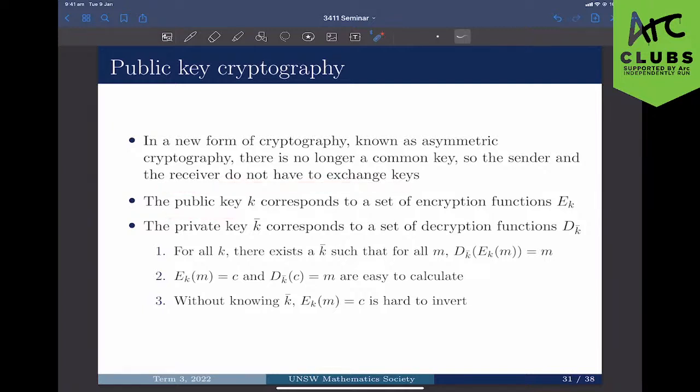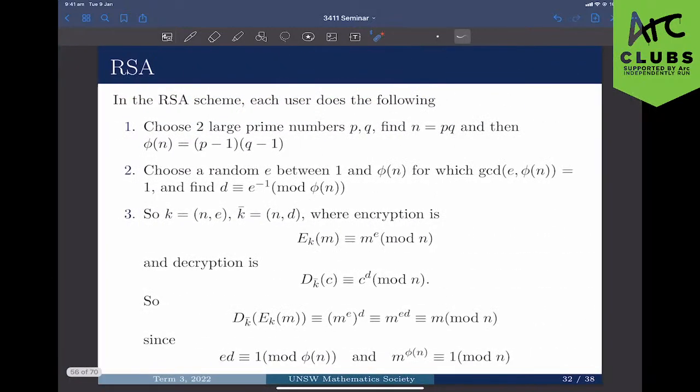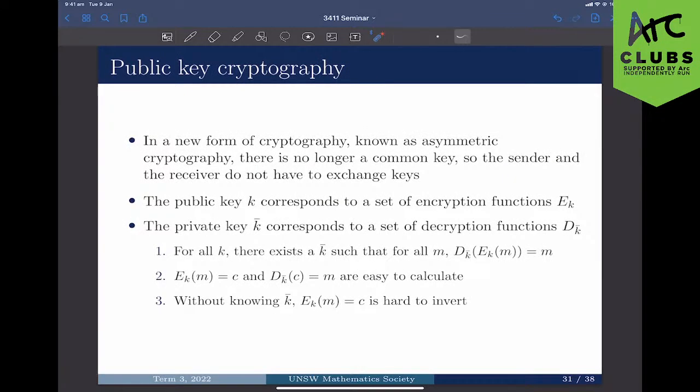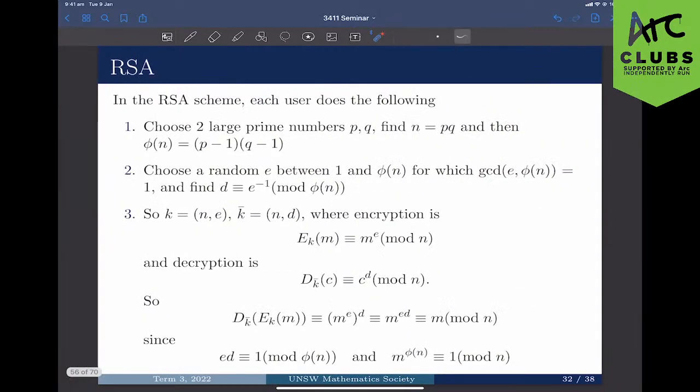So there's going to be a public key and a private key. The public key corresponds to encryption, and the private key corresponds to decryption. And pretty much, it's easy to encrypt and easy to decrypt with the private key, but it's hard to decrypt without the private key. So we look at one of these approaches, the RSA approach, which is an example of public key cryptography.